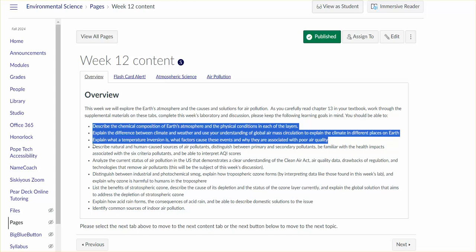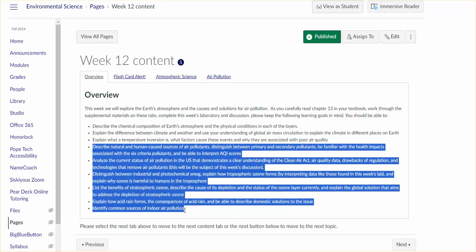The other 6 learning objectives are focused on pollution. Everything from sources of pollution, how secondary pollutants form, what AQI is and how we interpret the scores. We'll be focusing on the Clean Air Act, which is a really important piece of environmental legislation in the United States that regulates air pollution. And we'll also be talking a little bit about indoor air pollution and also stratospheric ozone, which is also the focus of one part of our lab.